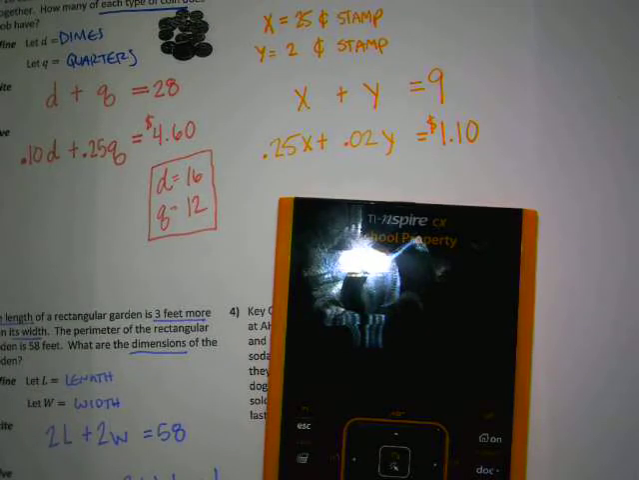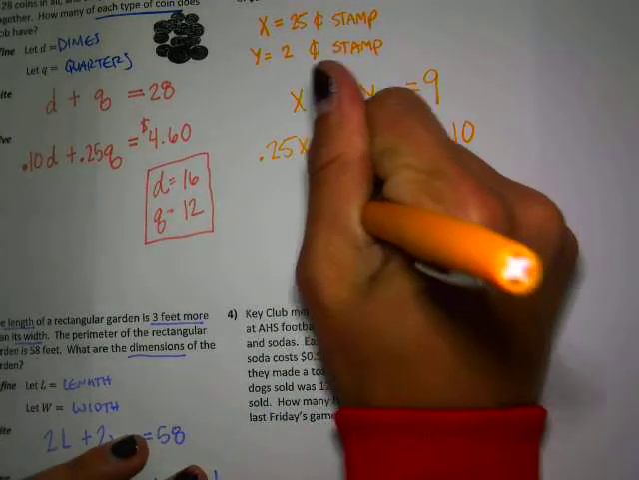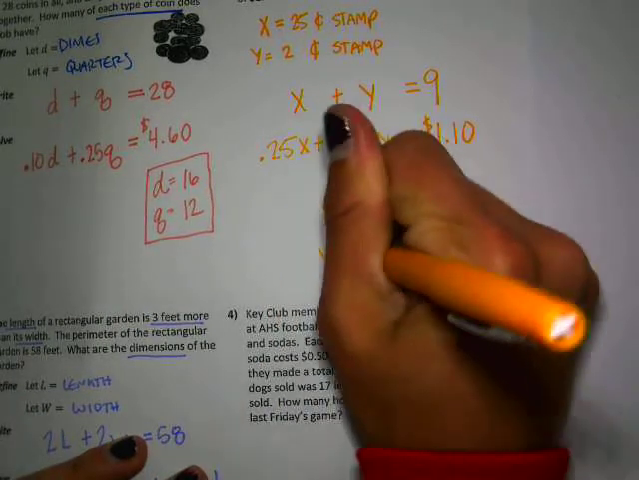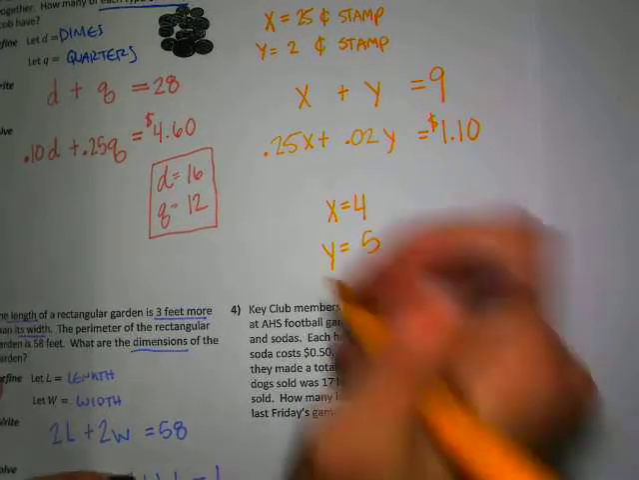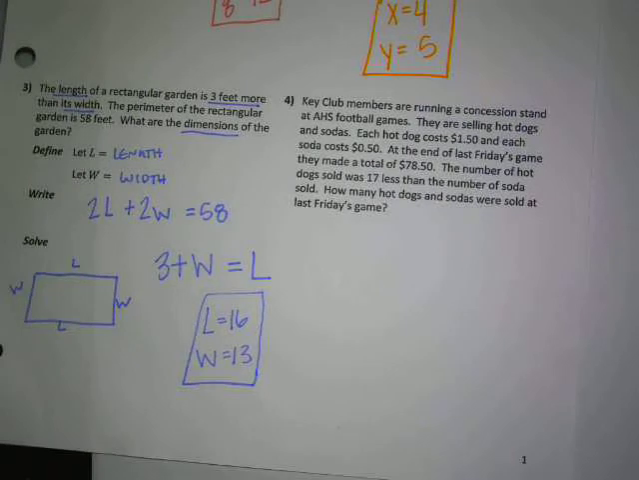And so then you're going to type it in. Did anybody type it in yet? What'd you get? I got 4 of the 25 cent stamps and 5 of the 2 cent stamps. Very good. Get it, Terry. Very good. All right. Last one on my notes.